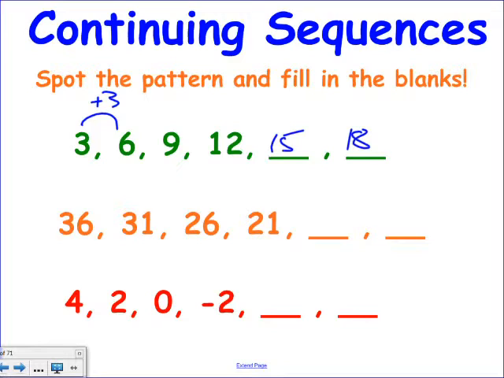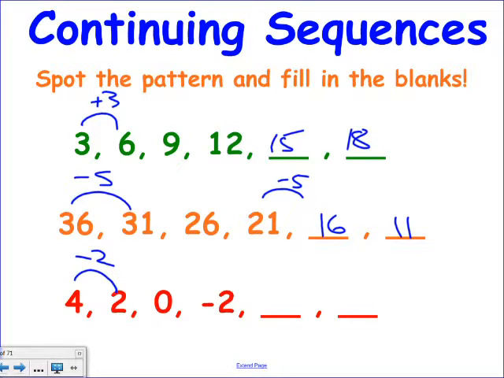So that is called a rule. That's a very specific thing. A rule is something you can put in writing. So what's my rule here? -5. Good. So if I'm doing -5 all the time, all I do is go to the end of my sequence and take away 5. So I end up with 16 and 11. Everyone get those? Phew. I've got 4, 2, 0, -2. What's my rule?